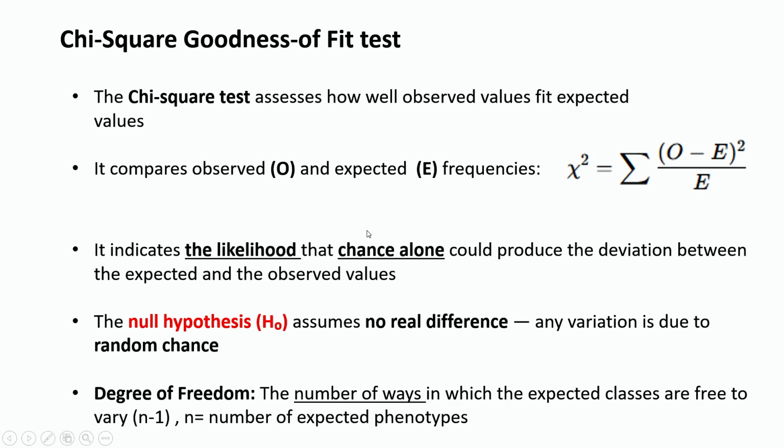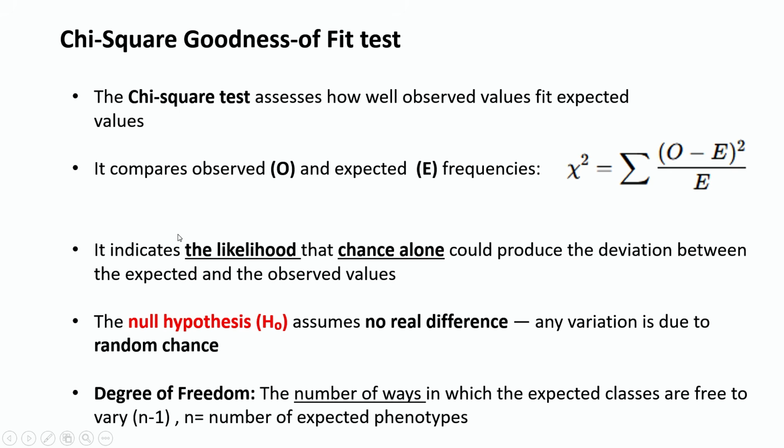How can we test? As I mentioned before, we are going to use the chi-square test, which is also known as the goodness of fit test, to understand our data. The chi-square test assesses how well the observed values fit with the expected values. We compare the observed with the expected. Observed is written as capital O and expected as capital E. You can see the chi-square symbol here: when you sum up, over all the events, observed minus expected, whole square, divided by expected, you get the chi-square value.